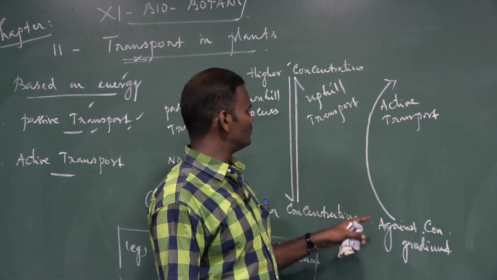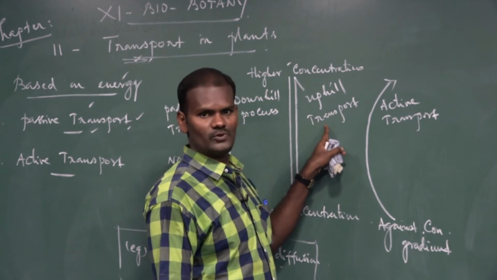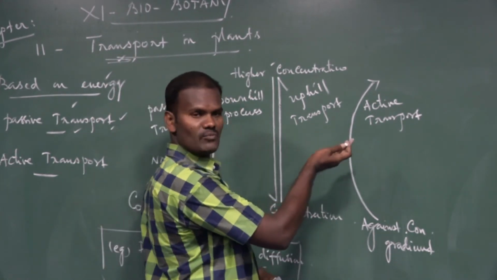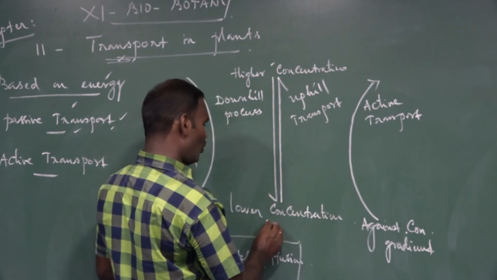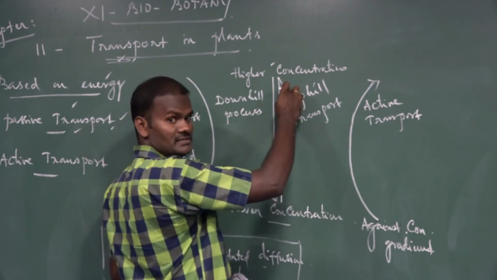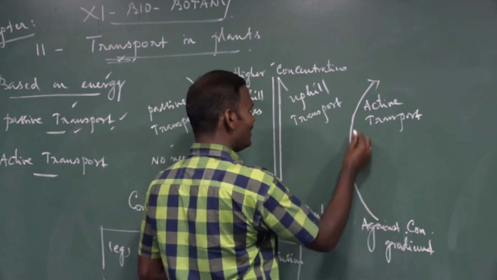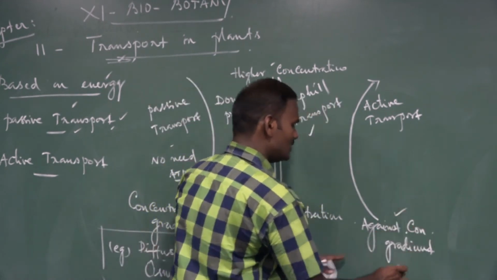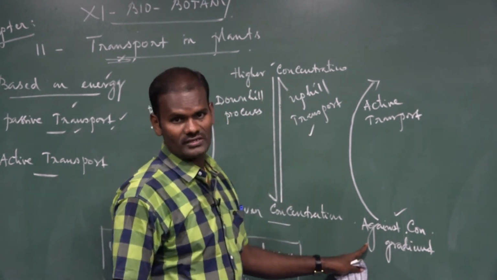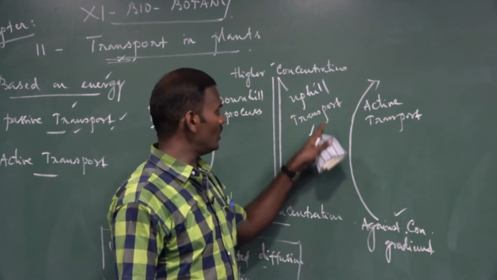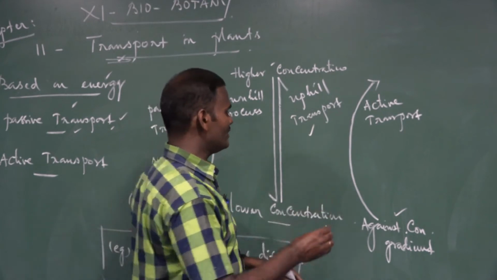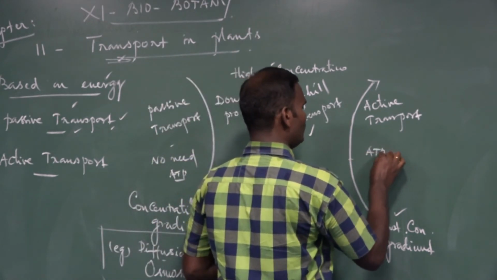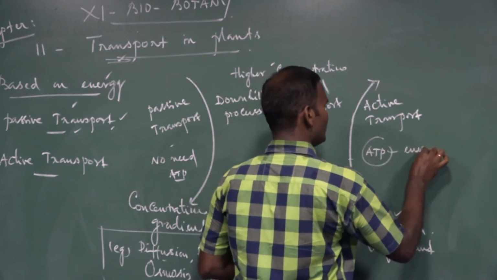What is called active transport? It is also called uphill transport. I mean, translocation of food materials or molecules from low concentration to higher concentration. Hence it is also called uphill transport. Against the concentration gradient means from low concentration to higher concentration. Definitely they require ATP, which is nothing but energy.